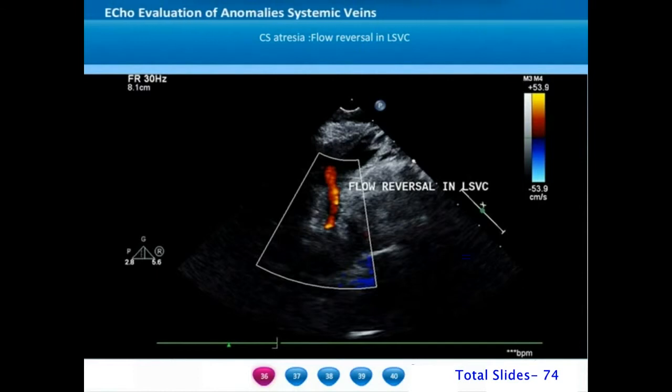Fourth reason can be a levo-atriocardinal vein, where the left atrium will drain into the left innominate vein to decompress itself. This will be seen in patients who are having cor triatriatum sinister, or in other words, divided left atrium, or sometimes in congenital mitral valve atresia or mitral valve stenosis. These are all the various reasons for reversal of blood flow in the left superior vena cava.